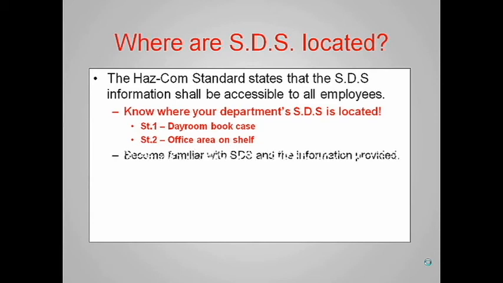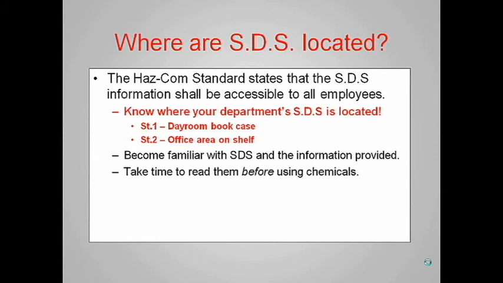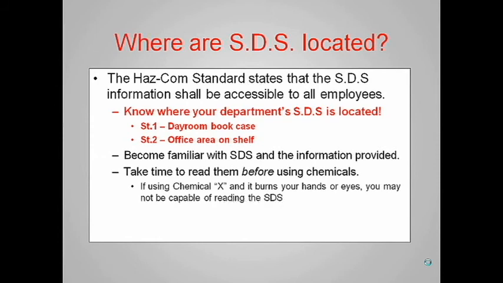In the book itself, I strongly encourage you, if you want to take a break, go get the book and look at it. It's got a table of contents, so you can go through and see what you're dealing with, what kind of product it is, and use that as an example. Again, take time to read them before using chemicals. There's your other example: if you're using chemical X and it burns your hands or eyes, you may not be able to read or even handle the book to read what you need to do.